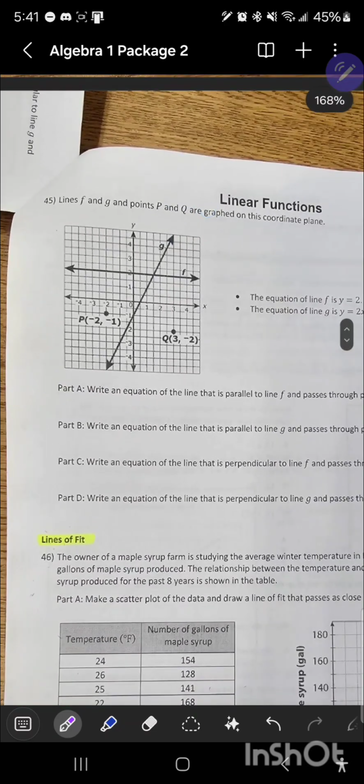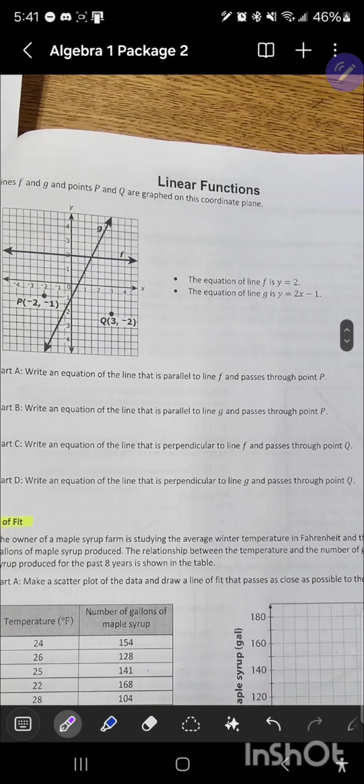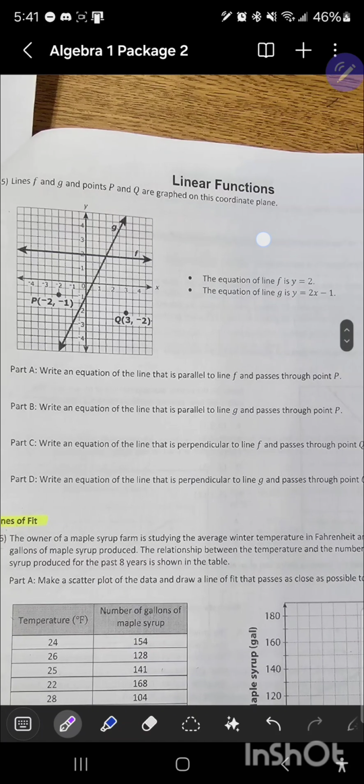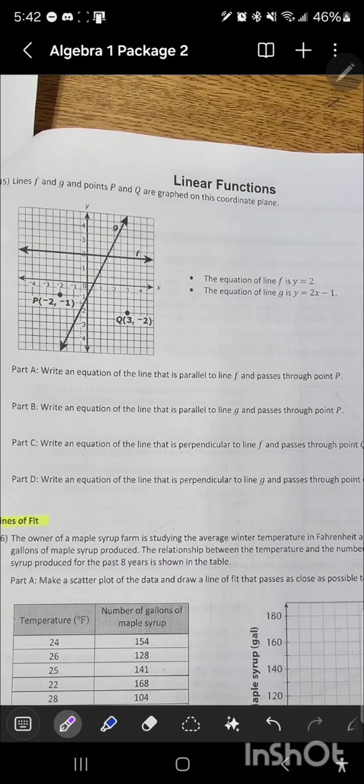Now, next. Lines L and G and points P and Q are graphed in the coordinate plane. The equation of line F is y equals 2. The equation of line G is y equals 2x minus 1. Write an equation of a line that is parallel to line F and passes through point P.